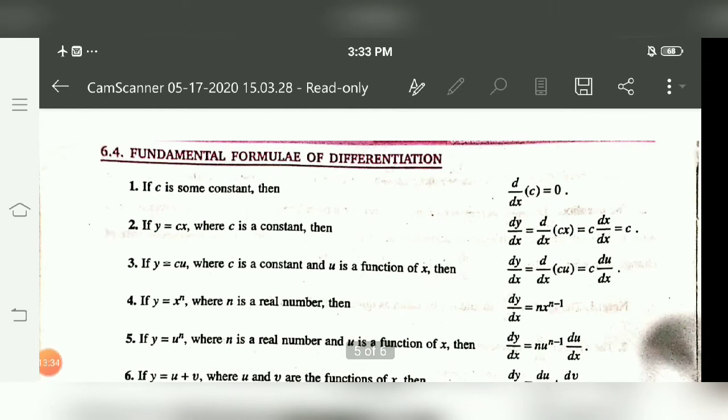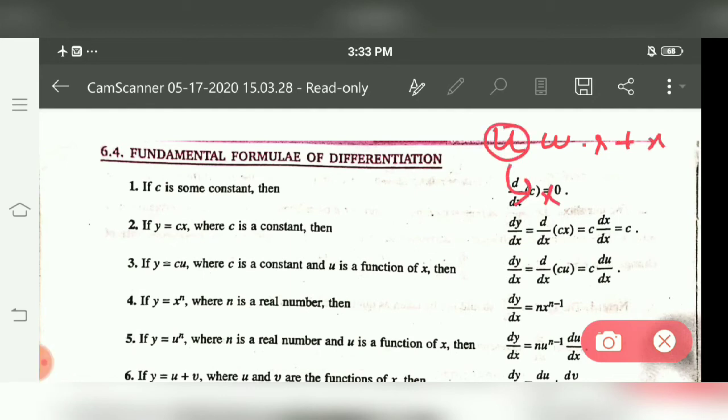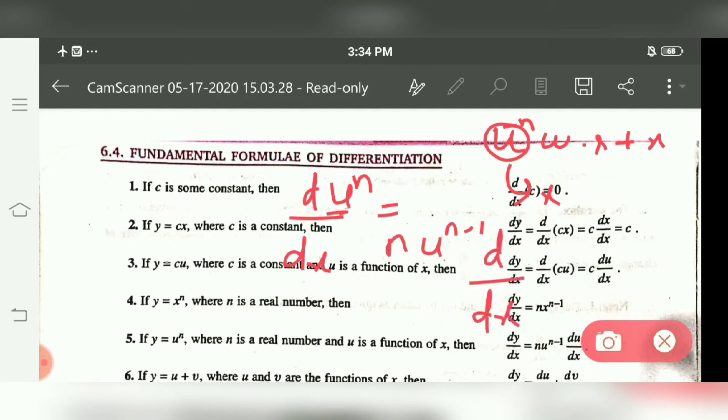Similarly, if I take the derivative of u^n with respect to x, where u is a function of x, then what do we get? d by dx of u raised to power n. Again, as u is a function of x, u is not a constant here. Power first, then u with 1 power less, then again the derivative of the base, that is u.